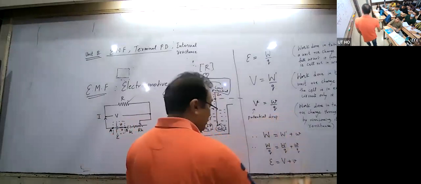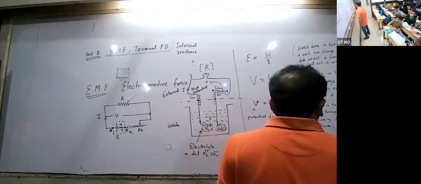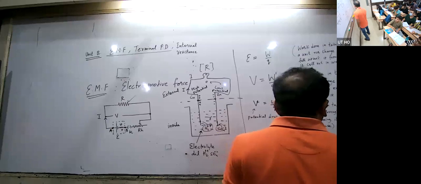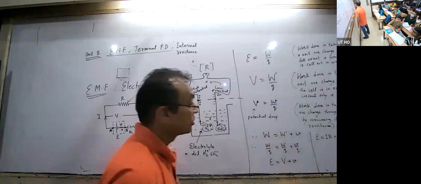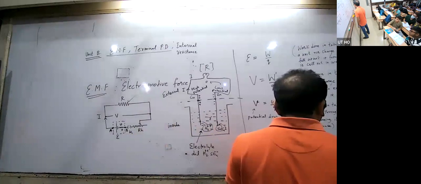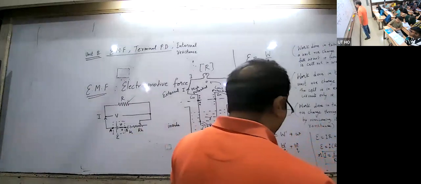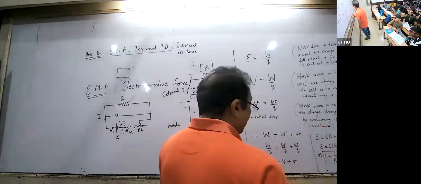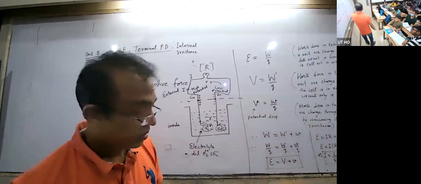Got it? Listen. By Ohm's law, capital V is equal to capital I into R, and small v will be capital I into small r. So therefore E is equal to IR plus Ir, or I is equal to E by (R plus r). So these are the relations that you will remember.